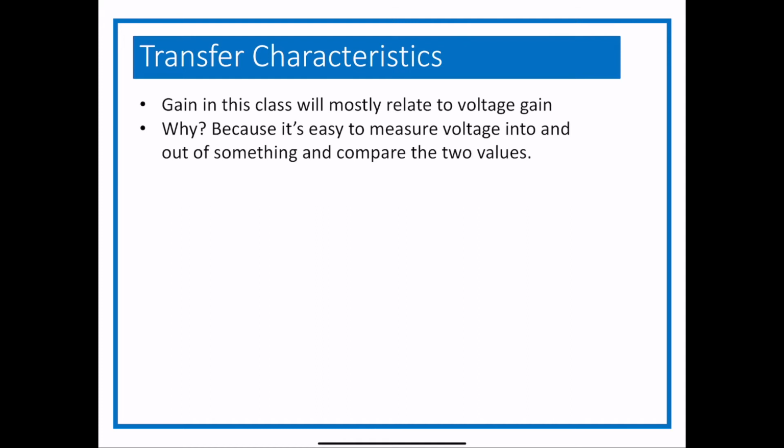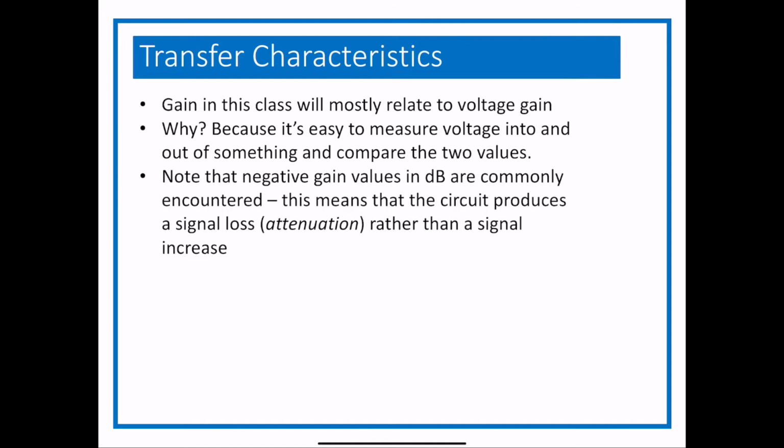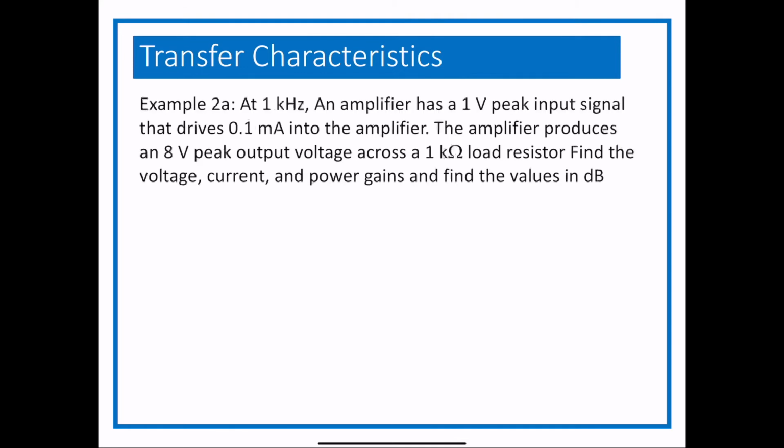Oftentimes in finding dB values, we get negative gain values. And what this means is that the circuit is actually producing a signal loss rather than a signal increase. So if the gain is a negative dB value, it just means that it is reducing the value out rather than increasing it. So let's look at an example.